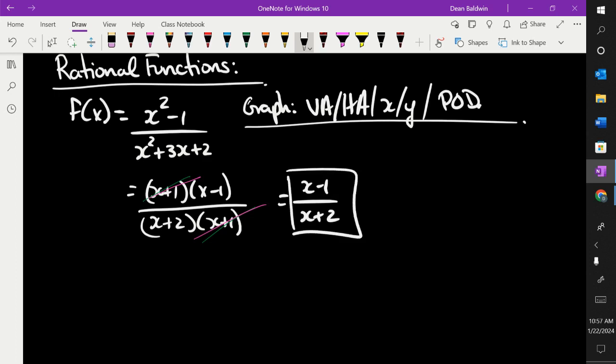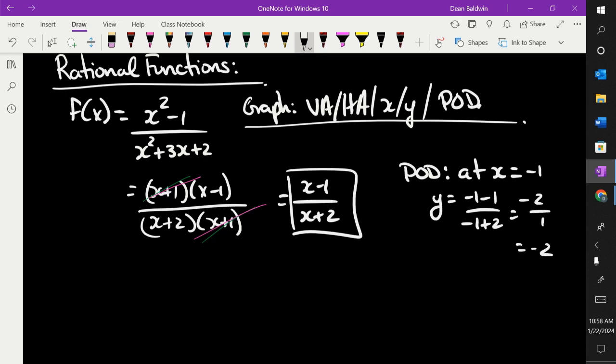What you canceled is what? POD. What does POD stand for? Perfect. So point of discontinuity at x is equal to -1. It's what makes that bracket 0. How do you find the y value of the POD? You put it into what's left over, right? So the y value is going to be -1 minus 1 over -1 plus 2, which is -2 over 1, which is -2. So the coordinates of your POD are -1 and -2. You got a mark. Good job, peoples.